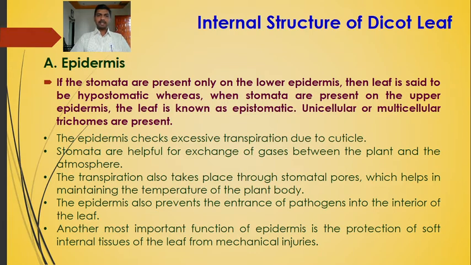Unicellular or multicellular trichomes are present. Epidermis is meant to check excessive transpiration due to the cuticle. Stomata are helpful for exchange of gases between the plant and the atmosphere. The transpiration also takes place through the stomatal pores, which help in maintaining the temperature of the plant body. Epidermis also prevents the entrance of pathogens into the interior of the leaf. Another most important function of the epidermis is the protection of soft internal tissues of the leaf from mechanical injury.